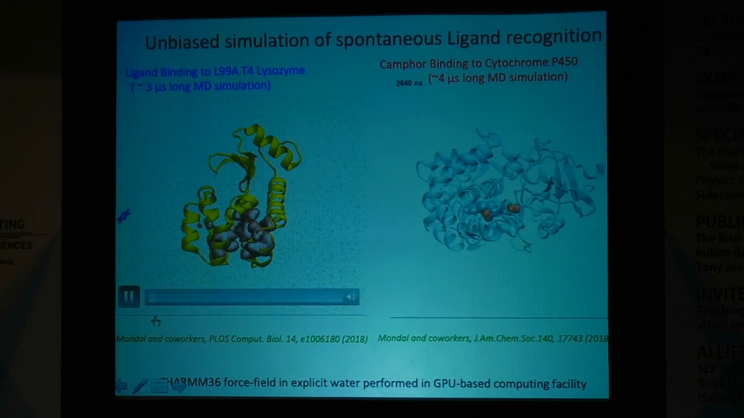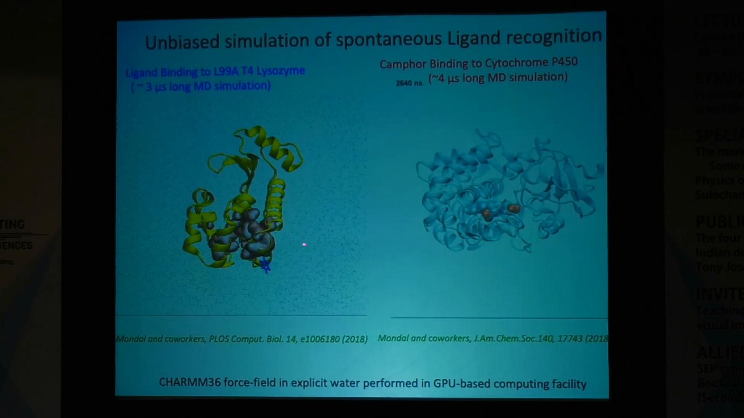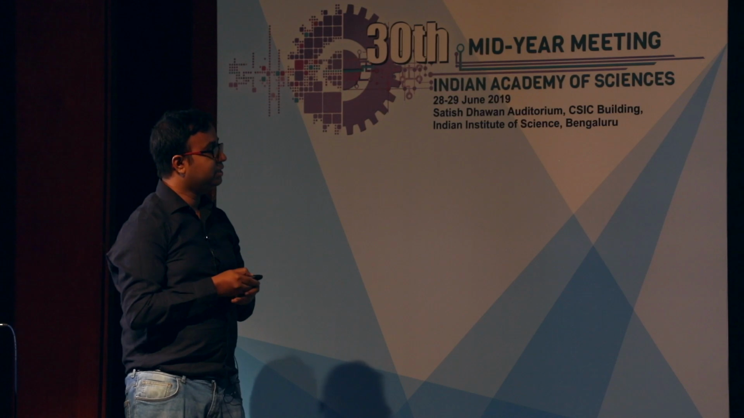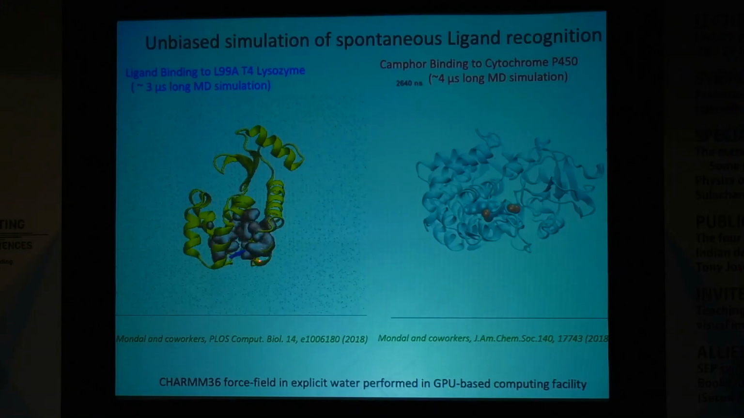So what you can see is that in this particular case, this benzene molecule is moving around in the water. Sometimes it touches the protein. But if you run it for a long time, this particular simulation trajectory was about 3 microseconds, you can see that eventually this molecule finds this active site in atomistic precision. So this is one of the trajectories.